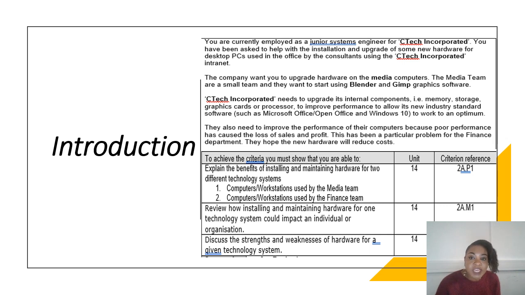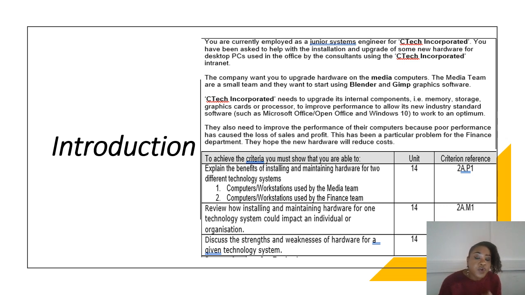You need to pay attention to the job role that you will be working as, in this case, a junior systems engineer, and also the company that you will be working for. This will be CTech Incorporated. The aims we'll be working on are P1, M1, and D1, as I stated in the previous sections of the video.